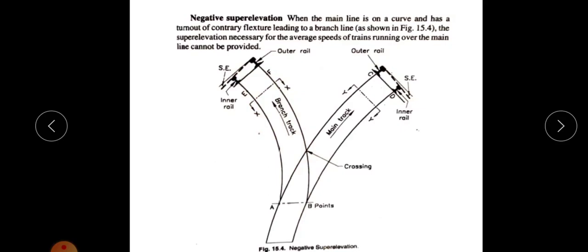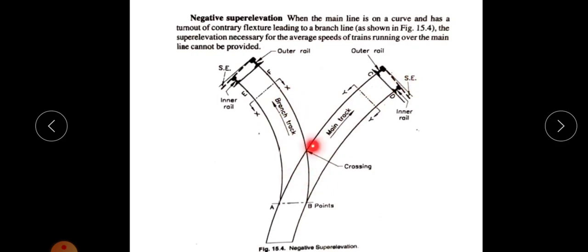So speed on both the tracks should be restricted for this case. That is known as negative superelevation. So I will repeat. Negative superelevation situation occurs mainly when a branch line is deviating from the main track. Since both are traveling on a curved path, superelevation has to be provided.